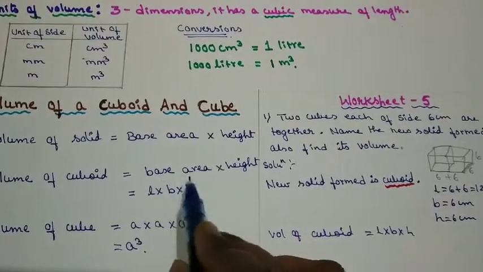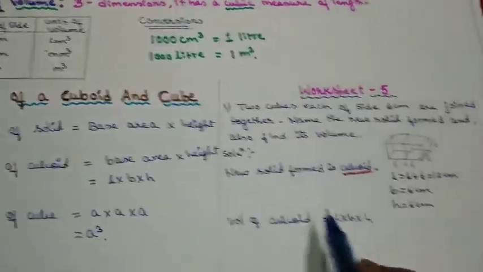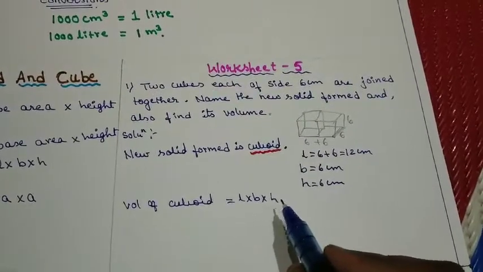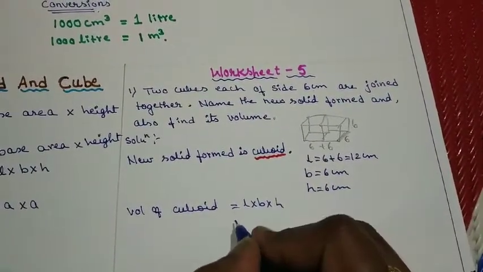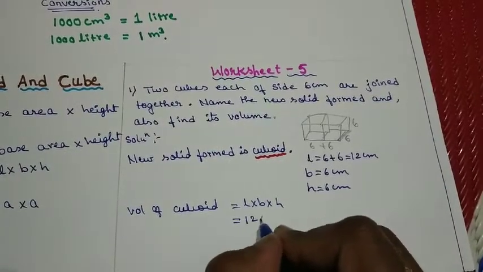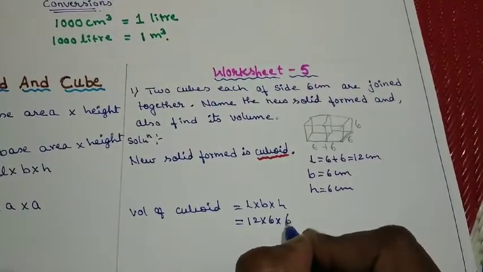Base area will be L into B and the height is H. Therefore, the volume of cuboid is L into B into H. Check all the dimensions are the same. Yes, then you can substitute 12 into 6 into 6.